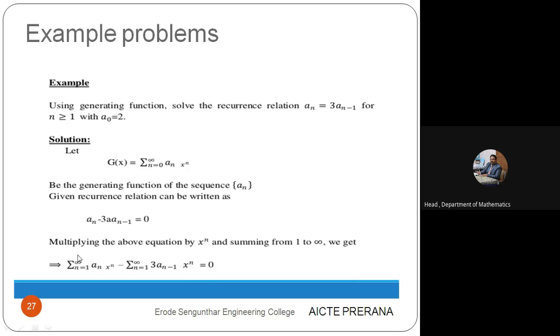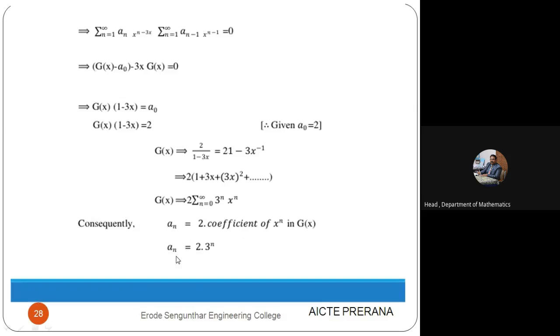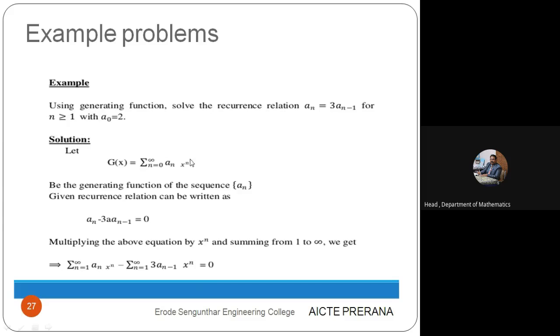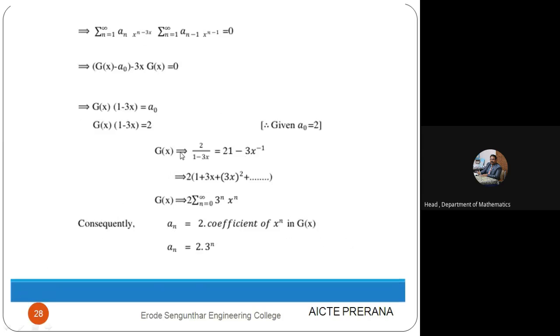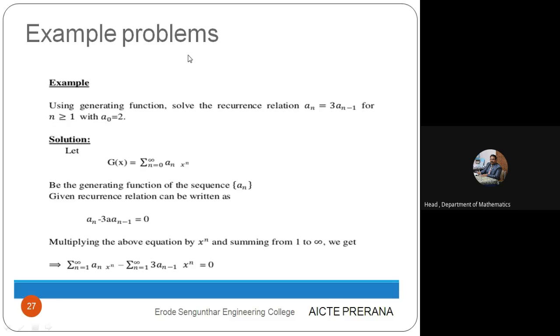Now using generating function, we solve this equation. Now expand this summation, we get a1 x plus a2 x square plus a3 x cube. But our g of x is a naught plus a1x plus a2x square plus a3x cube. Therefore, we write instead of this, g of x minus a naught, and also here minus 3x into g of x. Now here we multiply.